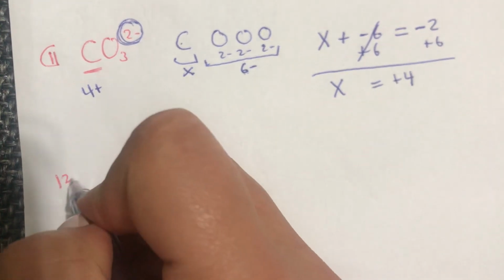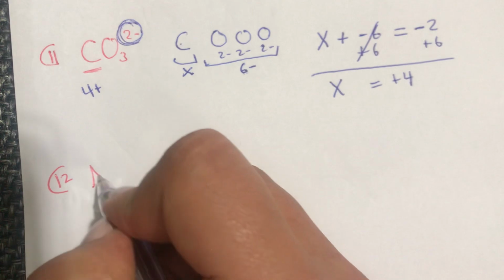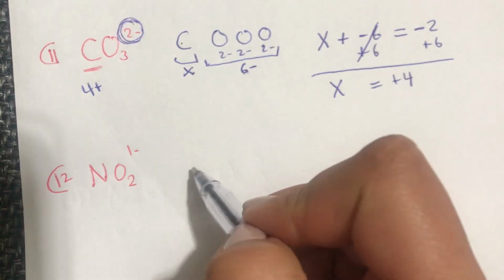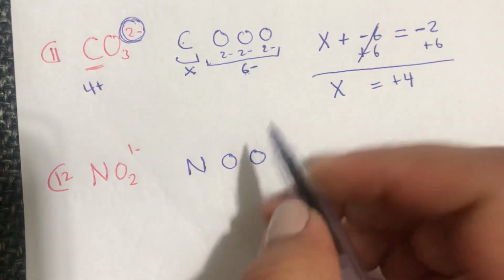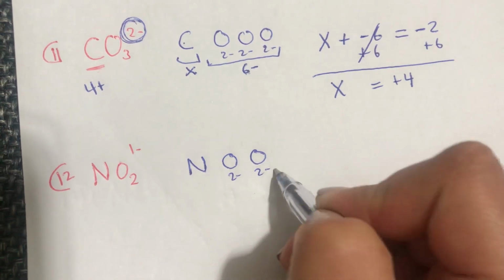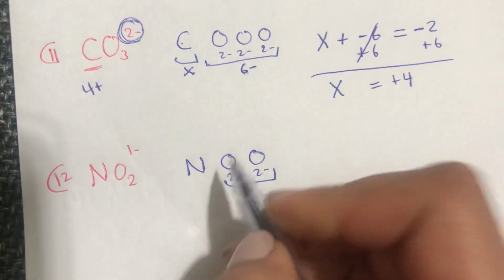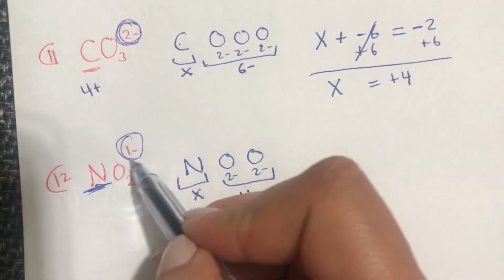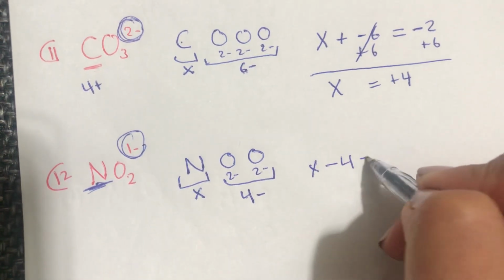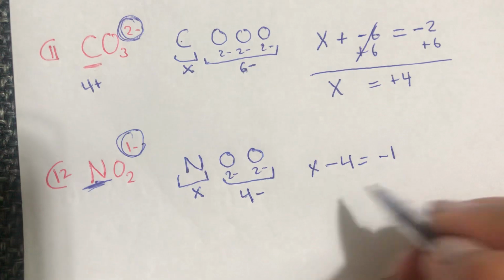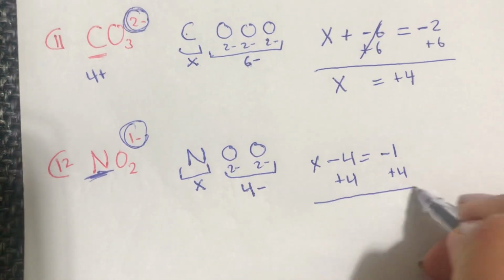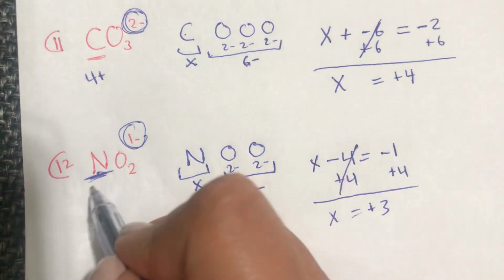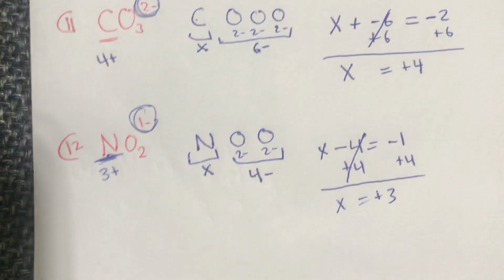12. NO2 minus 1. So here you have 1 nitrogen and 2 oxygen atoms. So the oxidation number of oxygen is -2. The total is -4. So what is the oxidation number of nitrogen? It's an ion, so the total must be equal to the charge of the ion. So X equals +3. So in this compound, the oxidation number of nitrogen is +3.